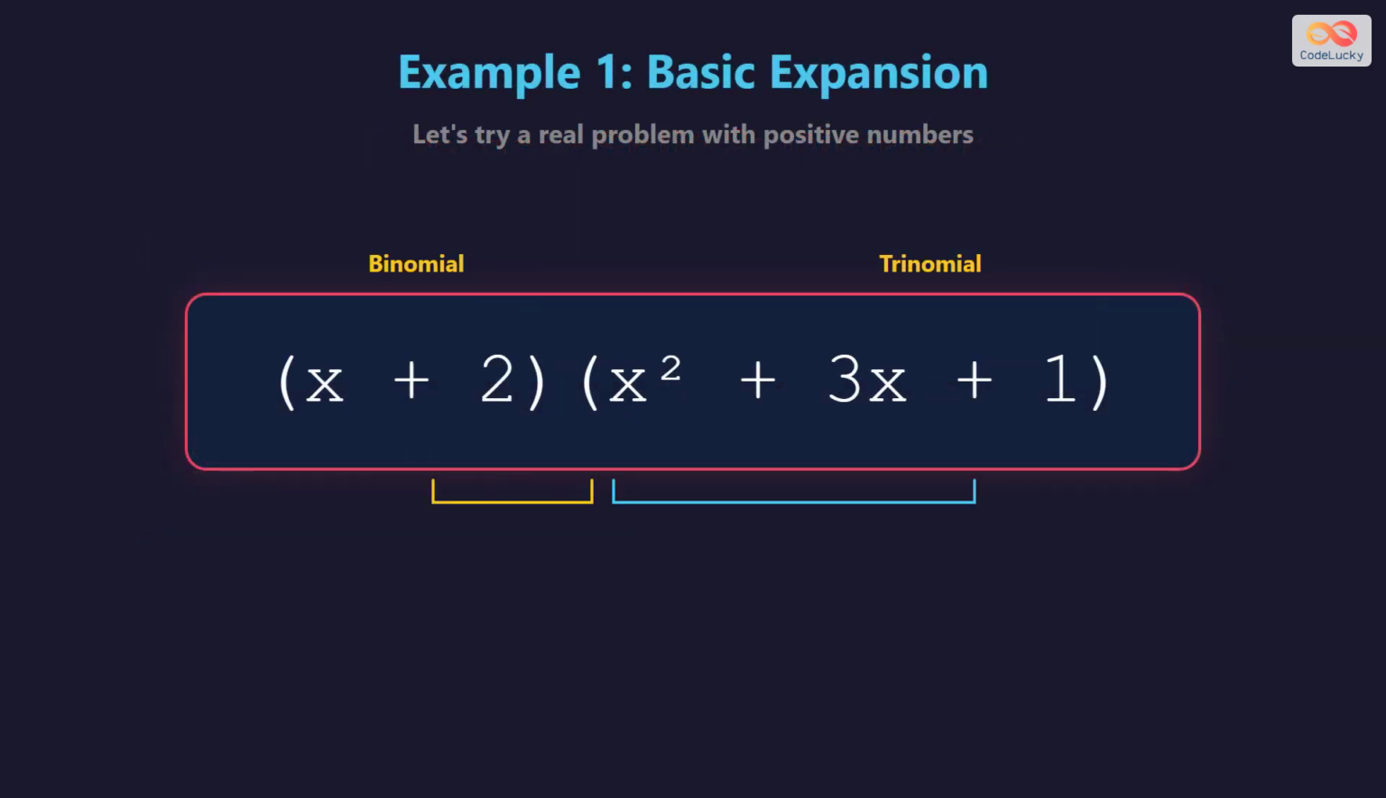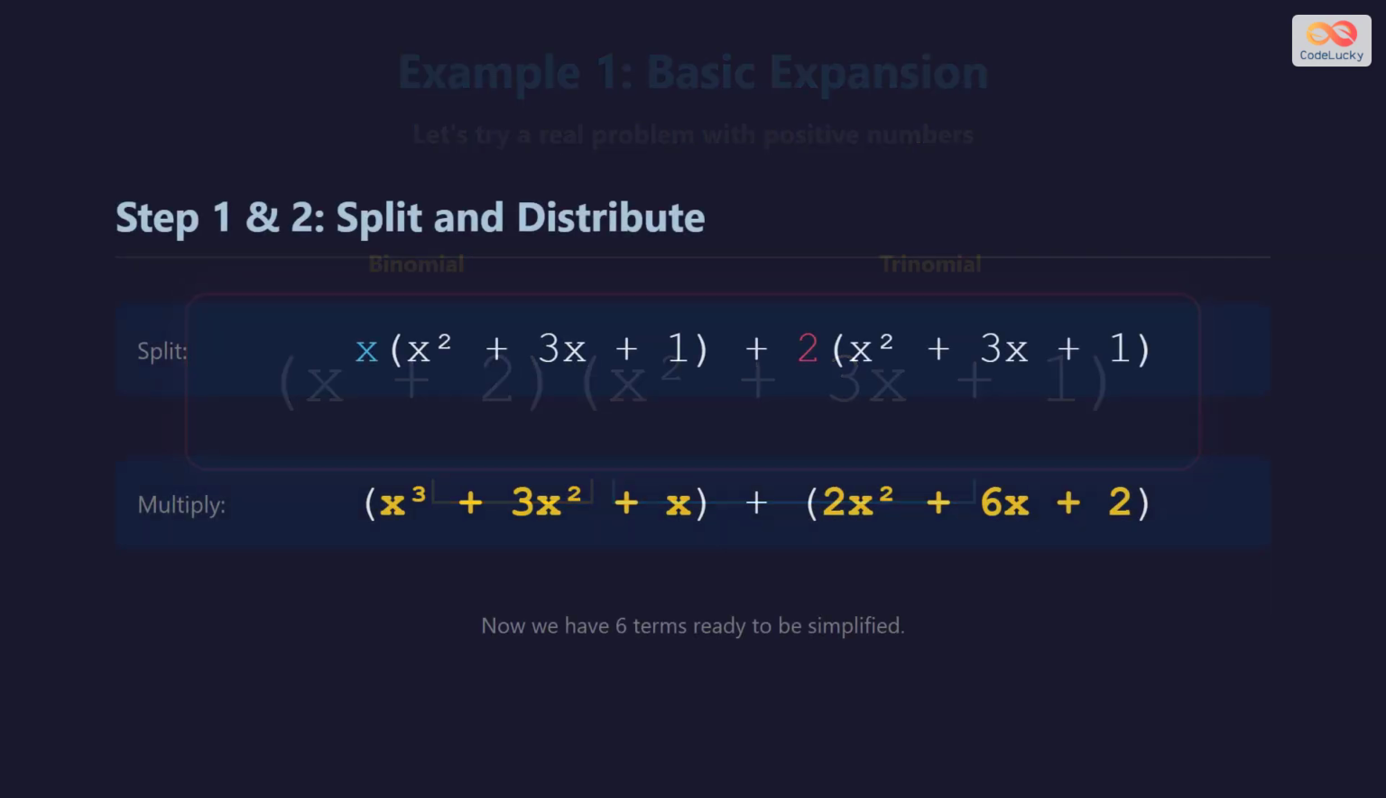Let's apply this to a real example involving positive numbers. We have the binomial x plus 2 multiplied by the trinomial x squared plus 3x plus 1. We will start by identifying our binomial terms, x and 2. First, we split the binomial. We write x times the trinomial plus 2 times the trinomial.